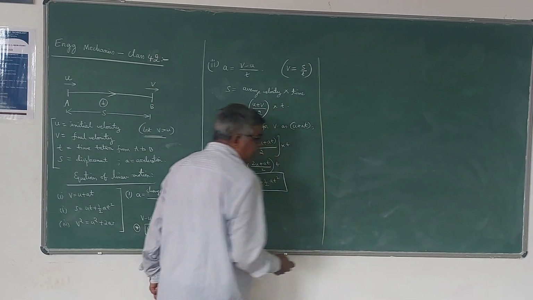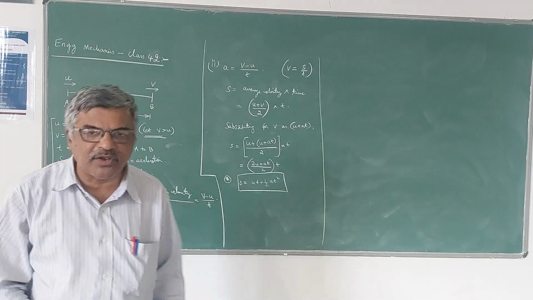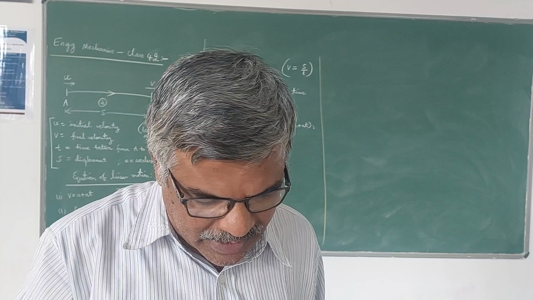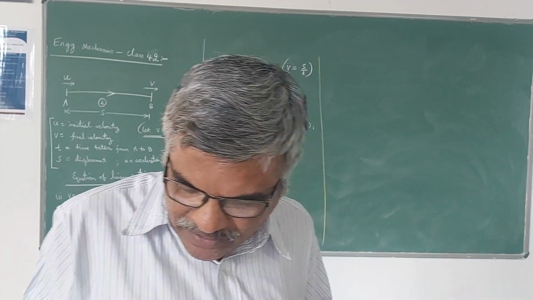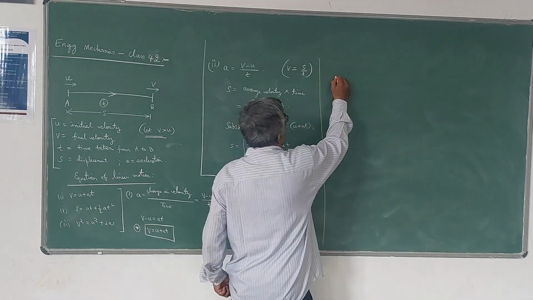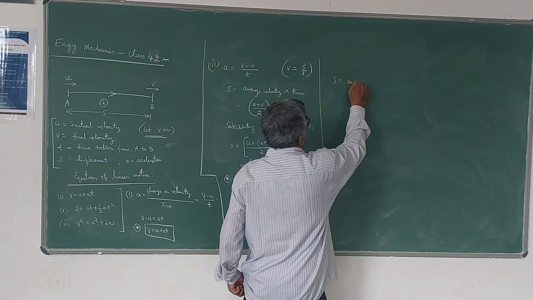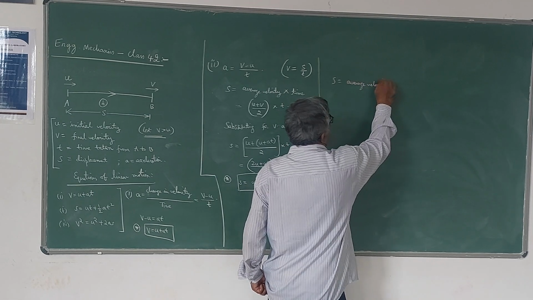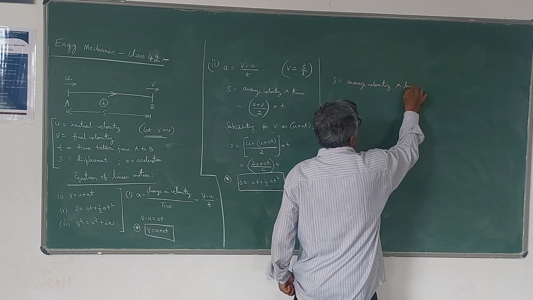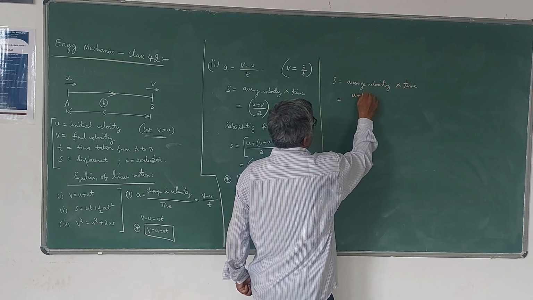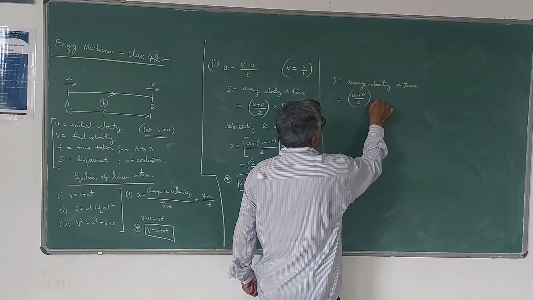To derive the third equation, that is v square is equal to u square plus 2as, what I will do here is, I will once again take the definition of s. So we know that s is equal to average velocity multiplied by time. So average velocity is once again u plus v by 2 into time.